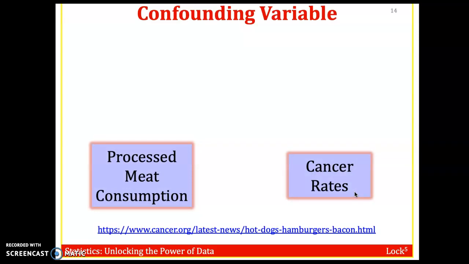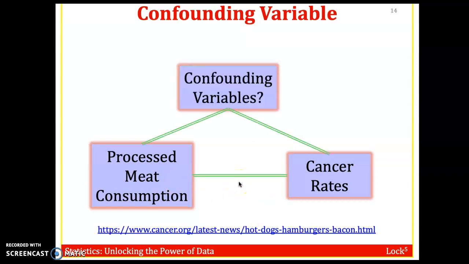So this study came out a couple years ago. I think I was teaching stats when this came out, about processed meat consumption and cancer rates. There's a cool link down here looking at cancer rates. People eat hot dogs, hamburgers, bacon, different processed meats. And there's definitely a strong correlation between people who eat a high amount of processed meat and having higher cancer rates. I love my hot dogs, but that was a little disconcerting, or at least made me think about my diet a little bit more.